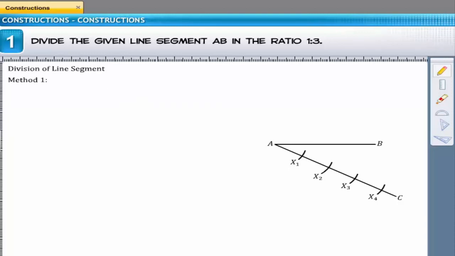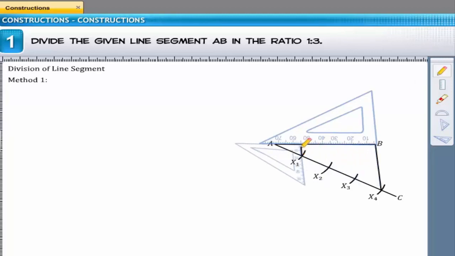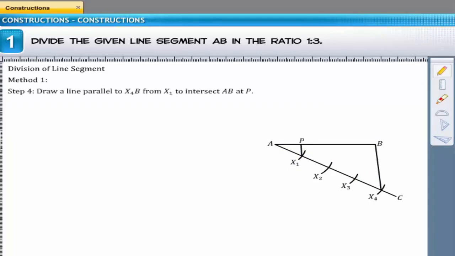At step 3, draw a line to join the points x4 and B. As step 4, use a pair of set squares to draw a line parallel to x4B from the point x1 to intersect the given line segment AB at point P. Point P divides the line segment AB in the ratio 1:3.